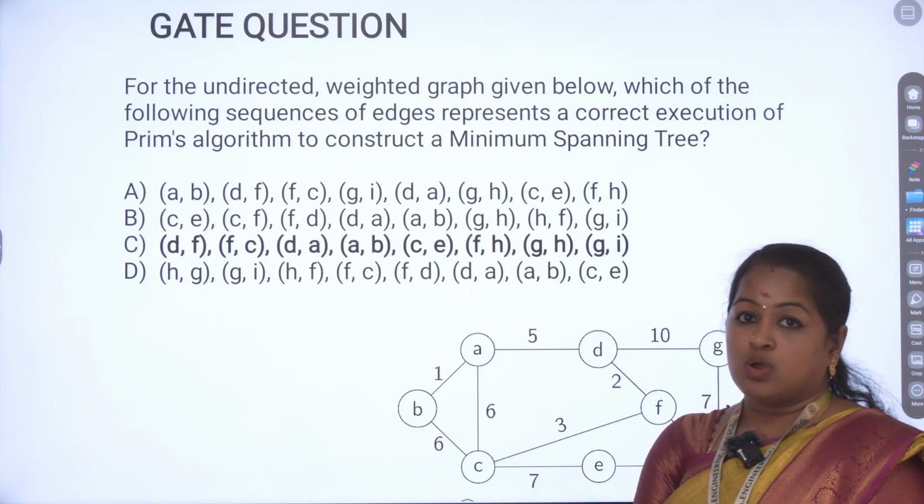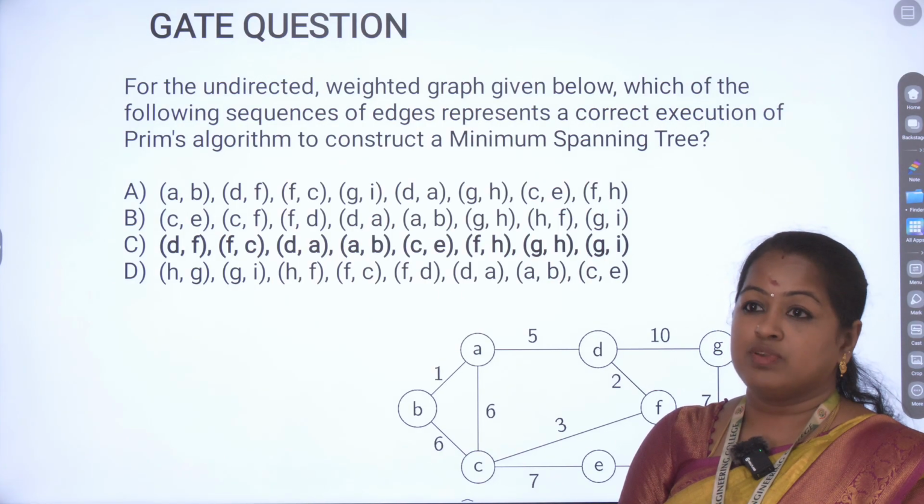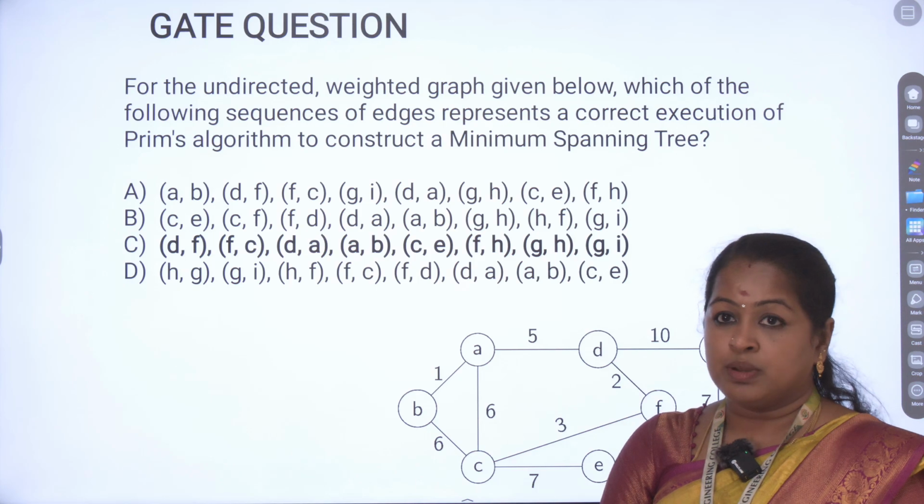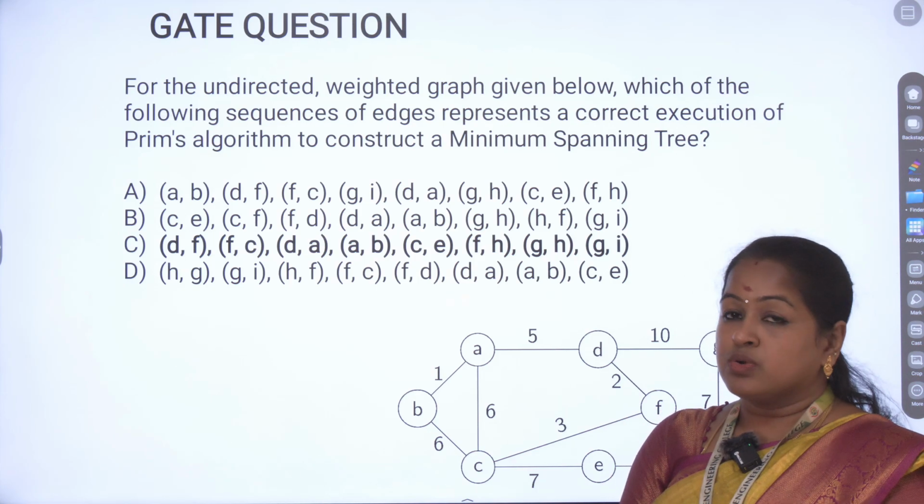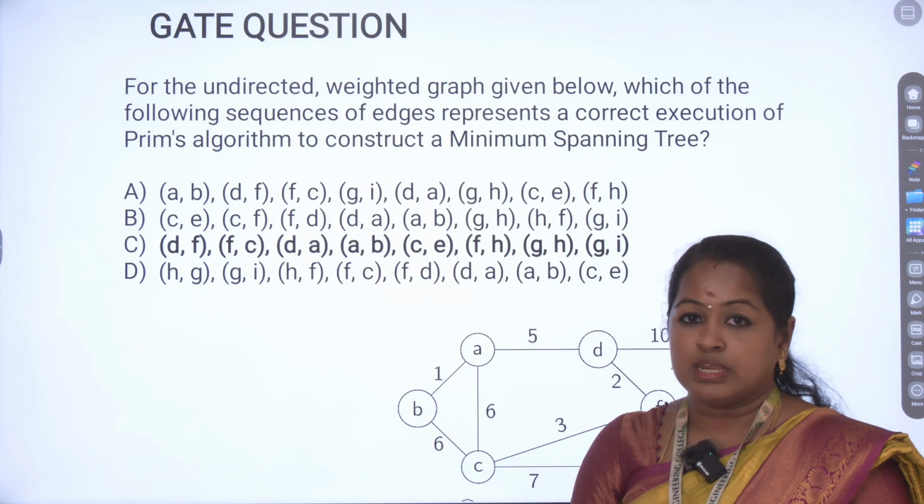So this is all about the greedy algorithm. Today we have seen the knapsack problem and Prim's algorithm. Next we will continue in the next video. Thank you.